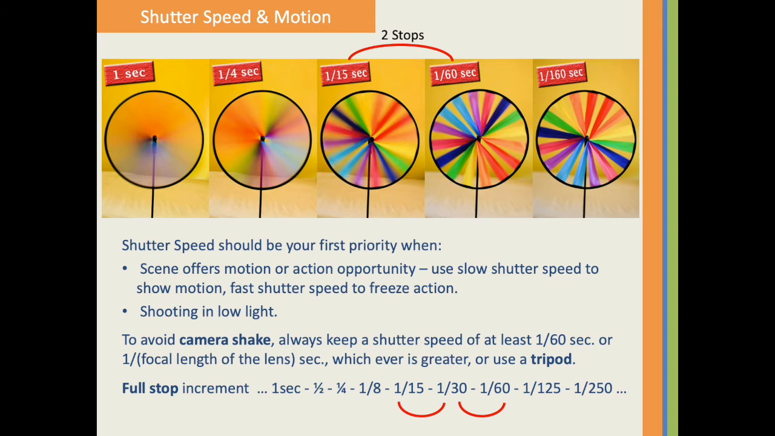And reversely, if I go from 1/60 to 1/30, I double the light. From 1/30 to 1/15, I double the light again. So from 1/60 to 1/15, I quadruple the light that enters the camera. So this is what you have to know about going a stop up or a stop down. You're basically increasing or decreasing the light that is entering your camera.